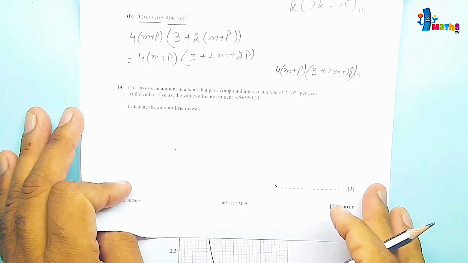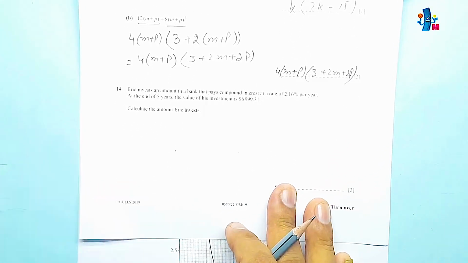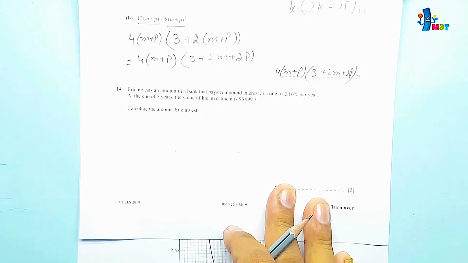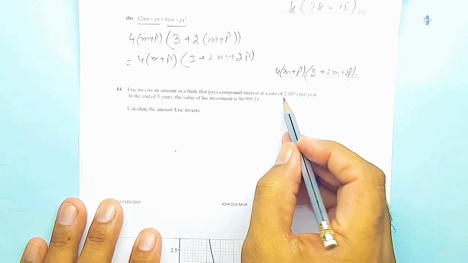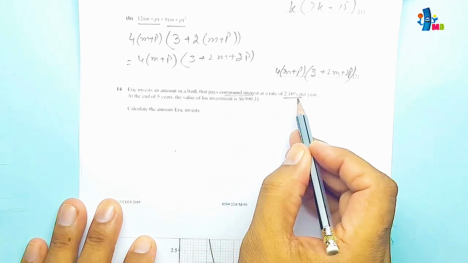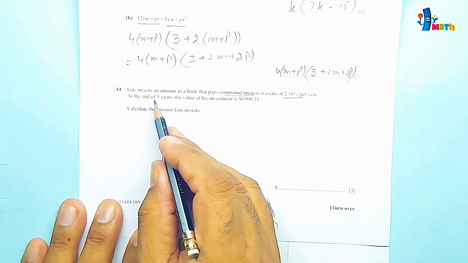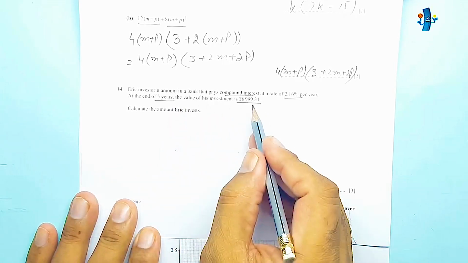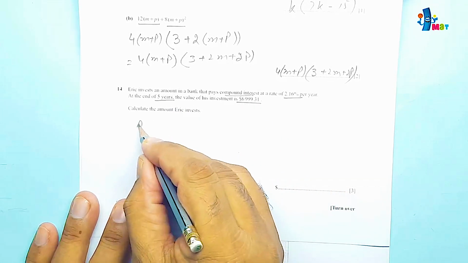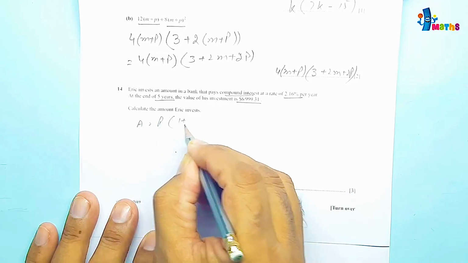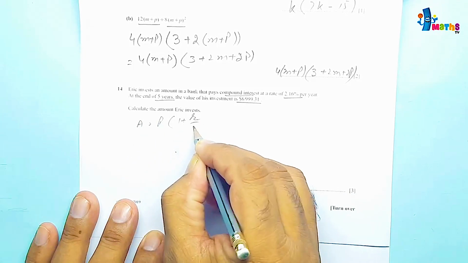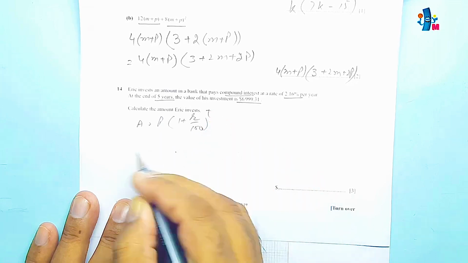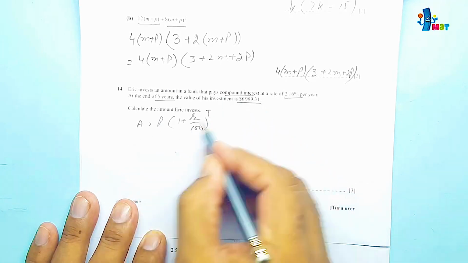Question number 14. Eric invests an amount in a bank that pays compound interest at a rate of this one, at the end of 5 years. The value of his investment is this one. So we can use A is equal to P into (1 plus R over 100) to the power T, the compound interest formula, where T is for time. So this is the amount he will get.